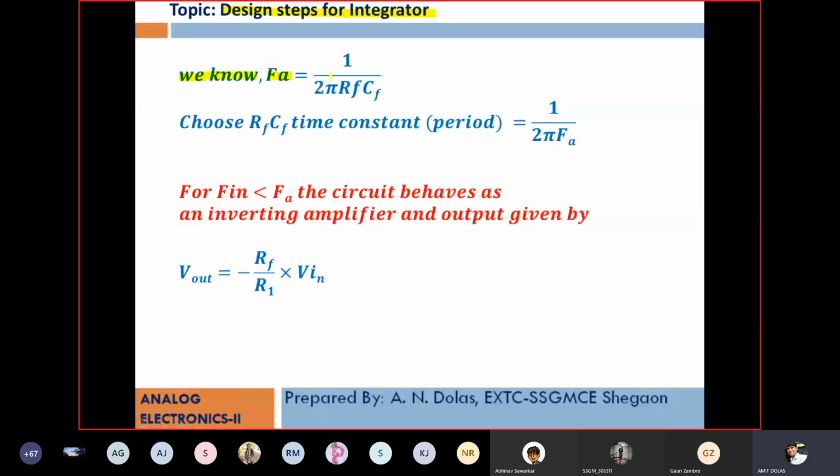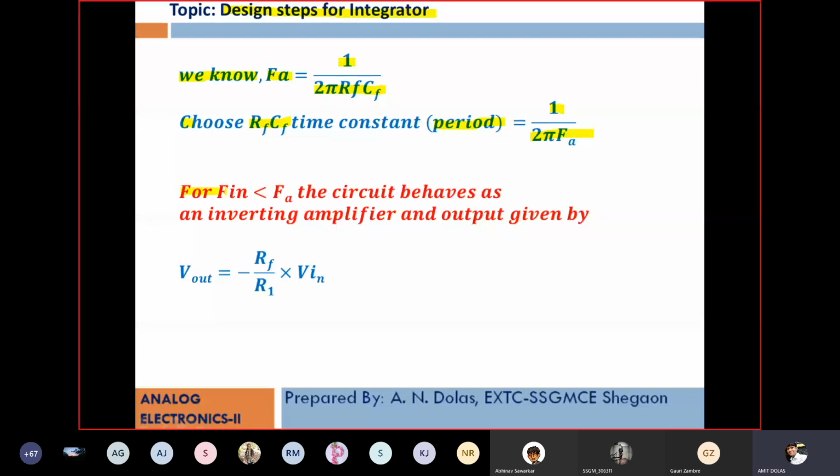We know that FA depends on what? FA is 1 over twice pi RF CF. In feedback, both components are connected, feedback resistance and feedback capacitor. On those values we have FA. Choose RF and CF time constant. Of course, RF CF is taken here, FA is below. So RF CF is chosen so that it is 1 over twice pi FA.